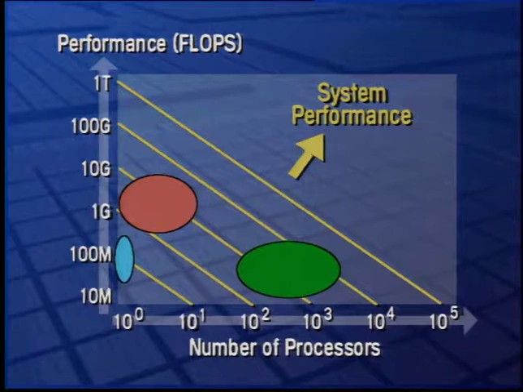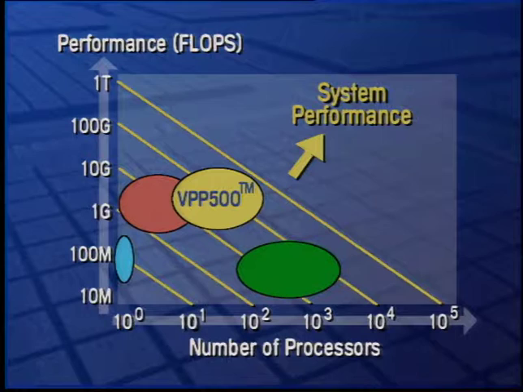This ellipse here is so-called massively parallel processors, or MPP, which could consist of thousands of relatively low-performance off-the-shelf components to achieve hundreds of gigaflops of system performance. In this case, the memory will have to be distributed across the processors. It is also possible to fill the gap between those two extreme cases by utilizing hundreds of 1 gigaflop class component processors, thus achieving hundreds of gigaflops of system performance.